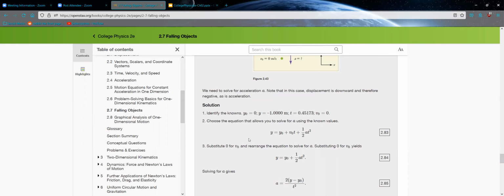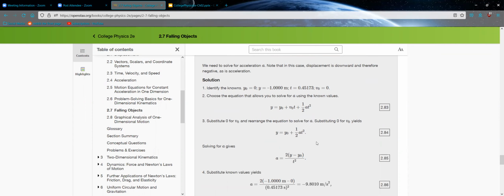In this case, I know where I start. Y naught equals 0. That's a Y because we're doing vertical motion instead of horizontal motion. If it was horizontal motion, I'd be using an X. It's vertical motion, so I'm using a Y. And I know a time, and I know a velocity that I start at, V naught equals 0. And I actually have an equation that solves for acceleration, gravity, that uses Y naught, t, V naught, all these things. So what I do is I take my equation.